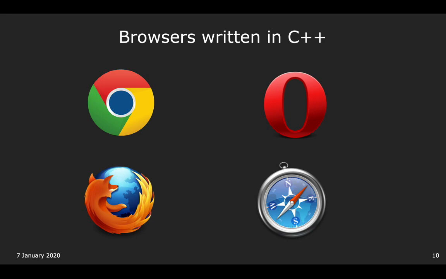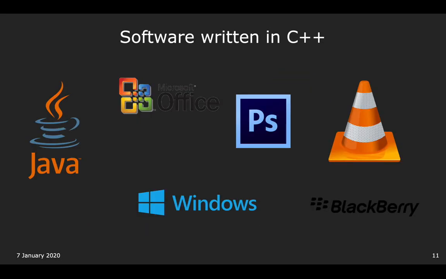Just a fun fact: a lot of browsers are written in C++. Do all of you use one of the browsers up here? You might have heard that browsers are really, really hard to program, and they're all written in C++ because performance is important. Do you want a slow browser? You do not. So that's why a lot of the browsers are written in C++.